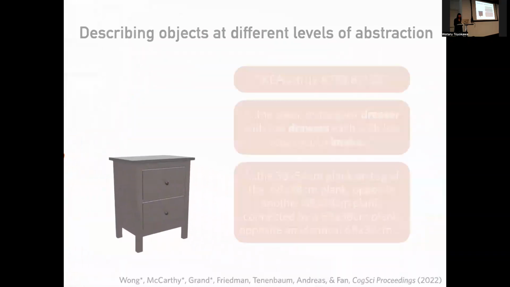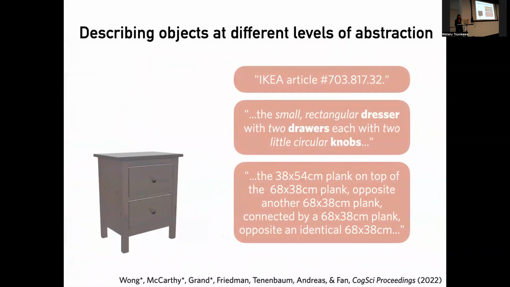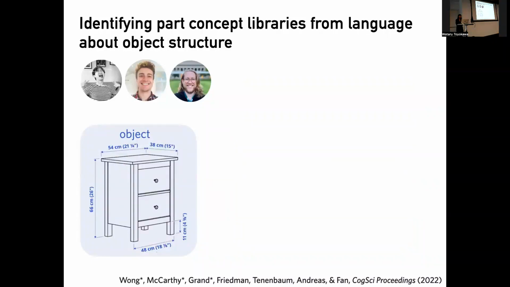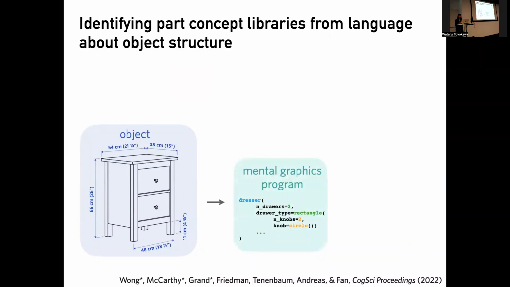So any object can be described in a huge number of different ways. So what determines why people favor descriptions at one level of abstraction and not another? In this work led by Lionel Wong, Will McCarthy, and Gabe Grand, we propose that it might be useful to think of people as inferring from visual inputs a kind of mental graphics program containing commands that correspond to specific visual elements in their construal of an object.